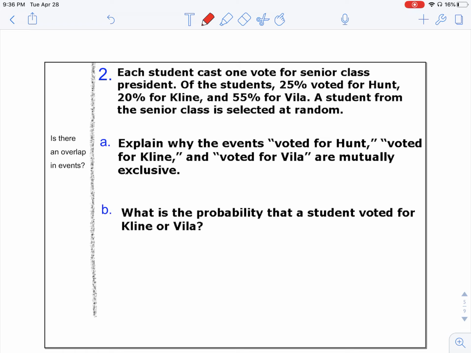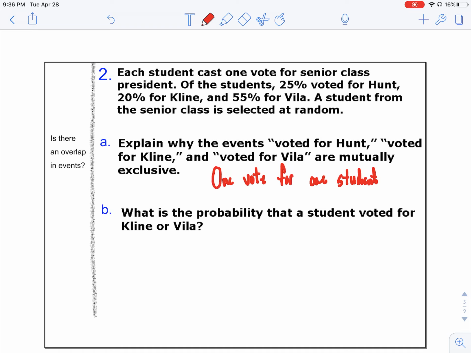All right, each student cast one vote for senior class president. Of the students, 25% voted for Hunt, 20% for Klein, and 55% for Villa. A student from the senior class is selected at random. Explain why the events voted for Hunt, Klein, or Villa are mutually exclusive. Well, I think it's because you get one vote for one student. Okay, you can't vote for more than one. So it has to be one person you vote for.